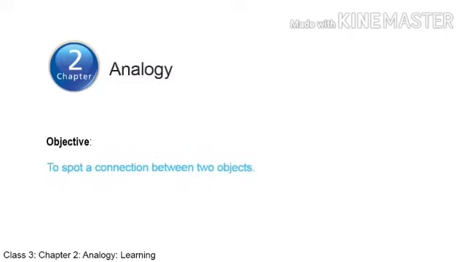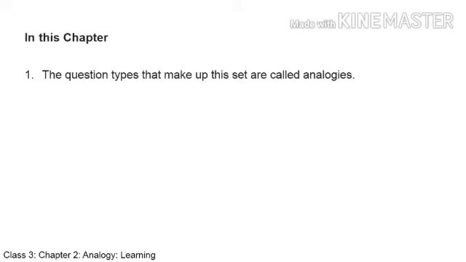Hello students, welcome to the second chapter called Analogy. The objective of this chapter is to spot a connection between two objects. In this chapter, the question types that make up this set are called analogies.